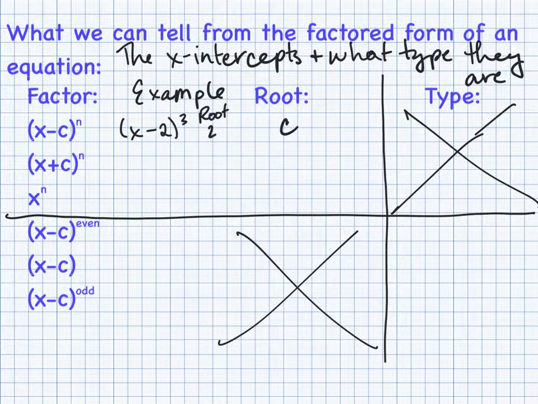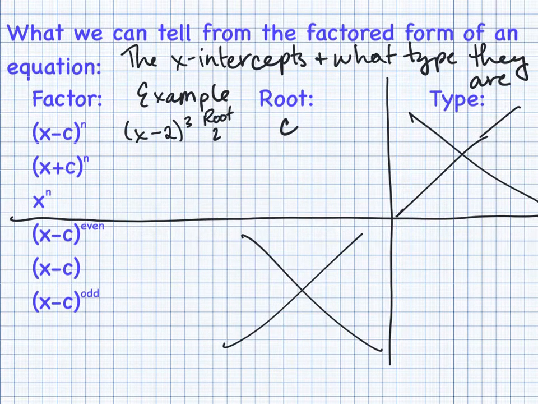All right, somebody popped in for a minute, so I got to start back where I was. The next one, if I have something like x plus 2 to the third power, I'm going to have a root at negative 2. So if I want to generalize that, my root's going to be at negative c.